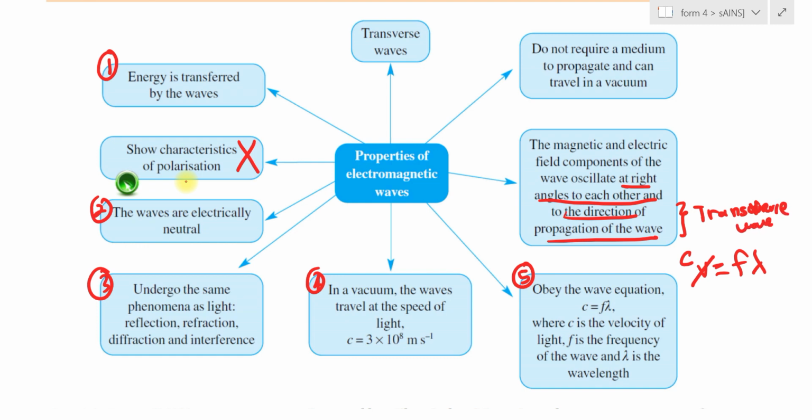Dan elektrik dengan magnetic field dia selalu 90 darjah lah antara satu sama lain. Okay, the most important characteristic, it does not require a medium to propagate. That means it can propagate, travel in a vacuum. Can travel in a vacuum. Dan yang ke-8 adalah it is a transverse wave. Okay, ini ciri-ciri properties of electromagnetic wave.